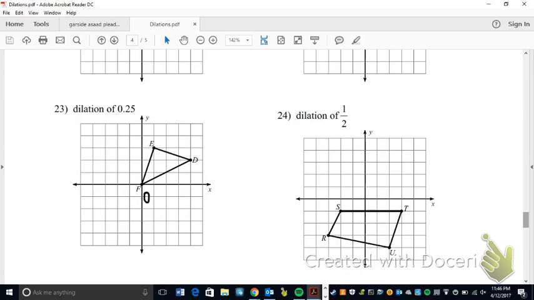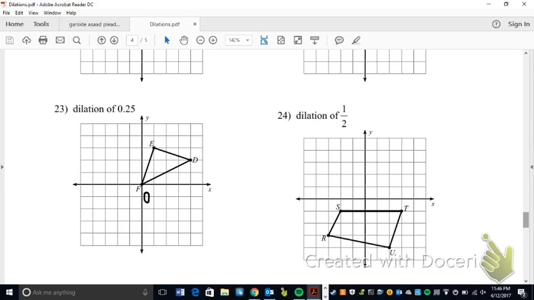If we look at a dilation of 0.25, so we're looking at number 23. Now I'm going to do this two ways. From 21 to 30, all it says is find the coordinates. You don't actually have to graph it. So for the first one, I'm not going to graph it, just going to find the coordinates. Second one, I will actually graph it as well.